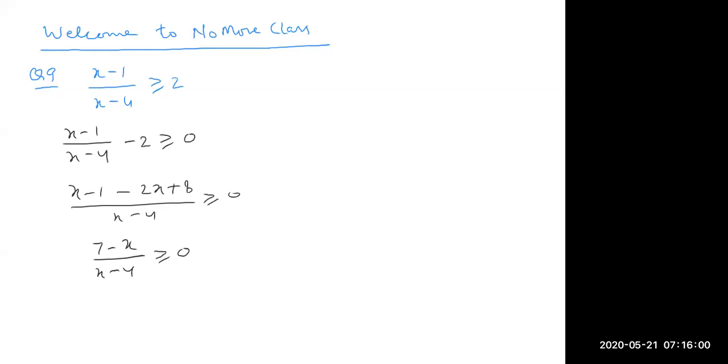Now we can solve this. 7 minus x upon x minus 4 greater than 0. So that Weber method I have explained in the previous class. What are the roots? x is equal to 4 and 7. These are the two roots. So draw a number line. Mark the roots. The smaller root, 4, on the left hand side, the larger root on the right hand side, 7.